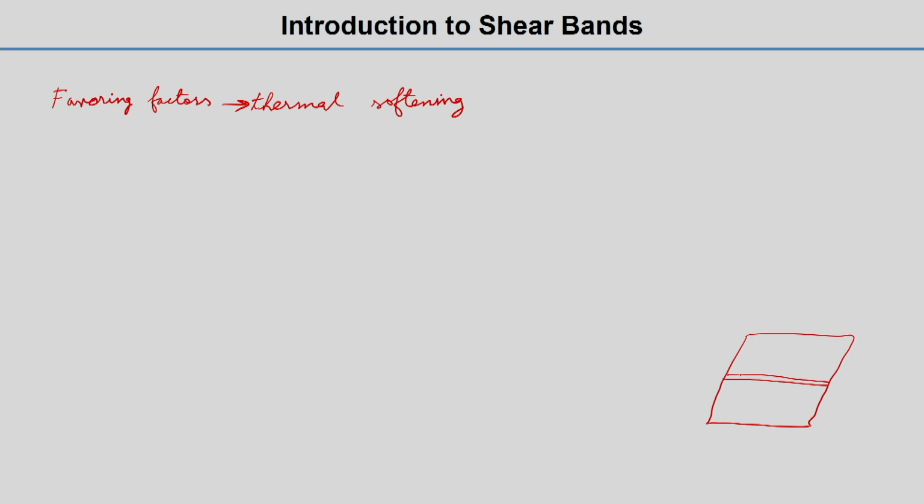So what are the favoring factors and opposing factors for shear bands? The first one is thermal softening. That is a favoring factor. When you are shearing material, a shear band is a very small thin band that is at the micrometer level, maybe tens of micrometers. So there will be a lot of heat generation, and very little time to dissipate this heat or for conduction to happen to the outside area. That is why the temperature generated will be very high in this region.